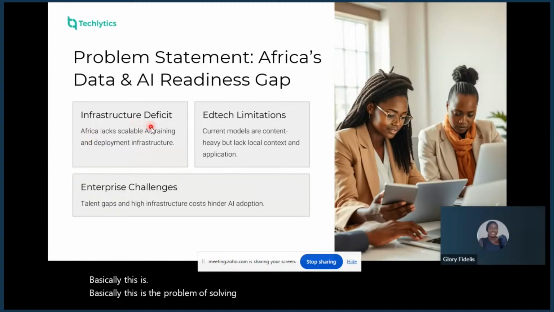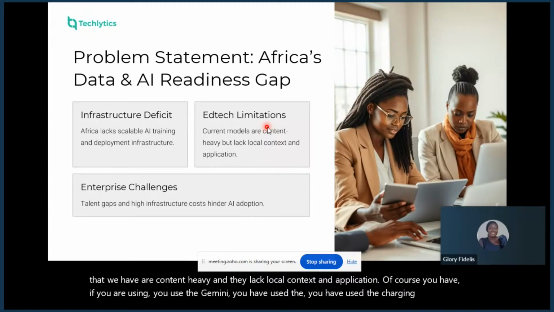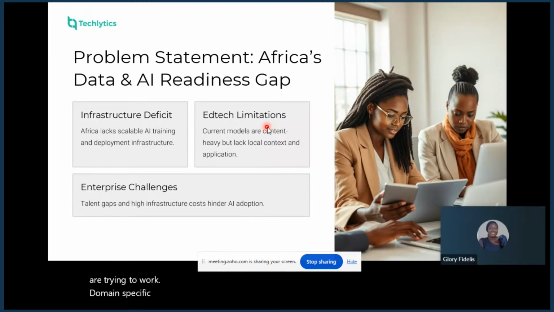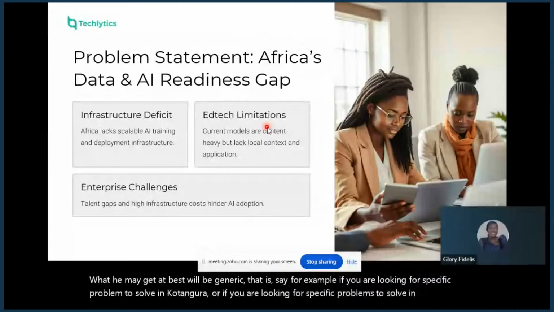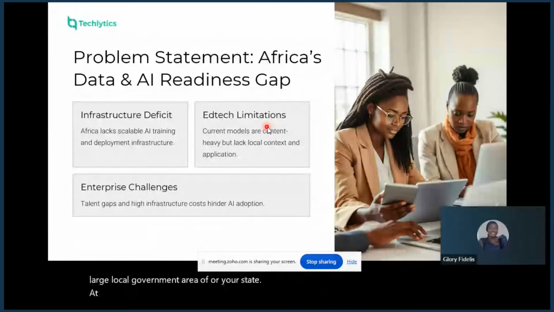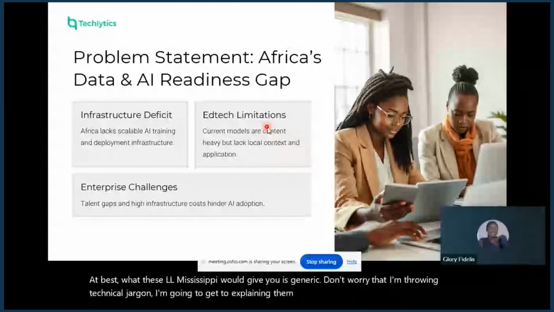So basically, this is the problem we're solving. We lack, as Africa, scalable AI training and deployment infrastructure. The current AI models that we have are content heavy and they lack local context and application. Of course, if you've used Gemini or ChatGPT and you're trying to work on a domain-specific problem, what you may get at best will be generic. For example, if you're looking for specific problems to solve in Kotangora, or in Lagelu local government area of Oyo State, at best what these LLMs would give you is generic. Don't worry that I'm throwing technical jargon; I'm going to get to explaining them shortly. At best, that is what you would get.